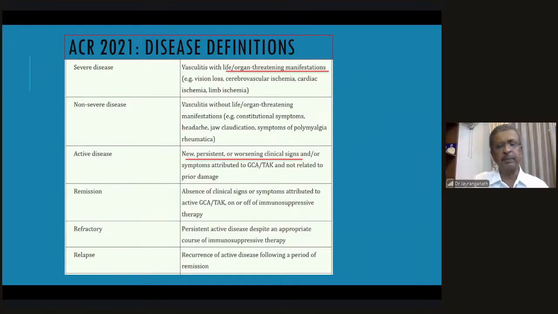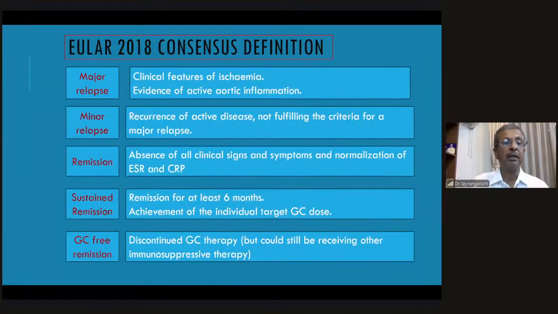Active versus non-active is similar to rheumatic fever. Coming to this EULAR thing, what do you mean by major relapse? The clinical feature of ischemia, evidence of active aortic inflammation. Minor relapse means recurrence of the active disease that we can find out by the acute phase reactants. We normally do, in our protocol in our hospital, ESR and CRP, and we have started doing IL-6 as a routine. So it is a recurrence of active disease not fulfilling the criteria for a major relapse. Remission is the absence of all the clinical signs and symptoms and normalization of the ESR and CRP. We add IL-6 for this.